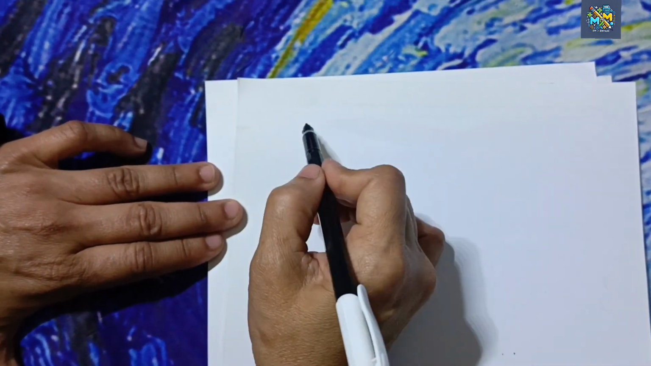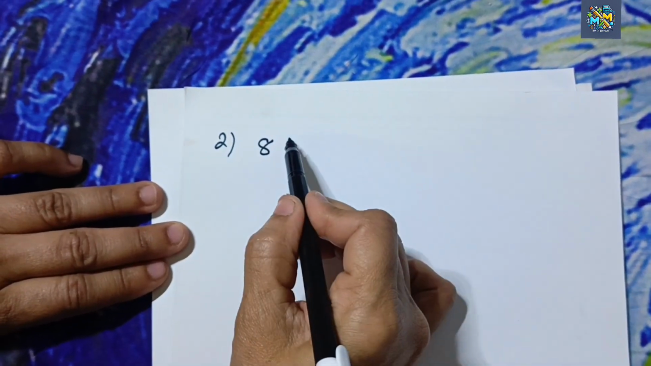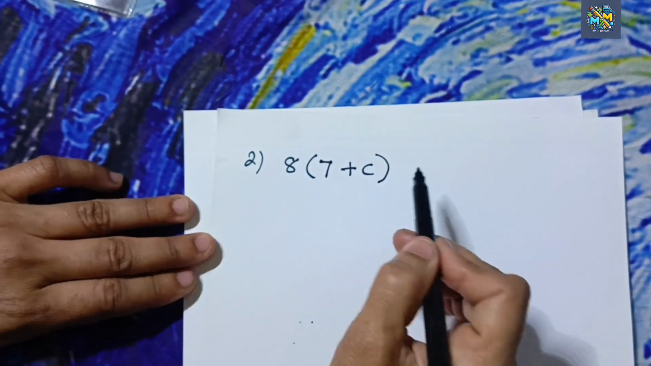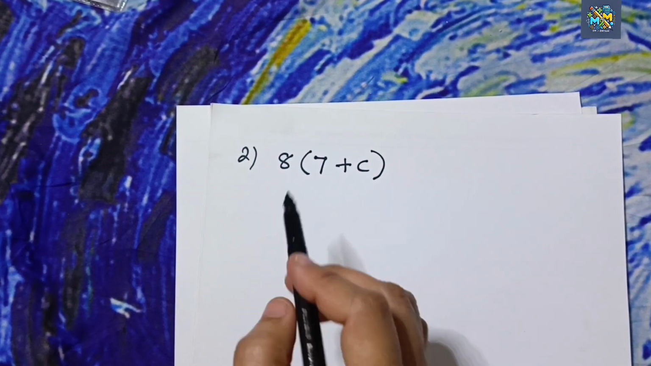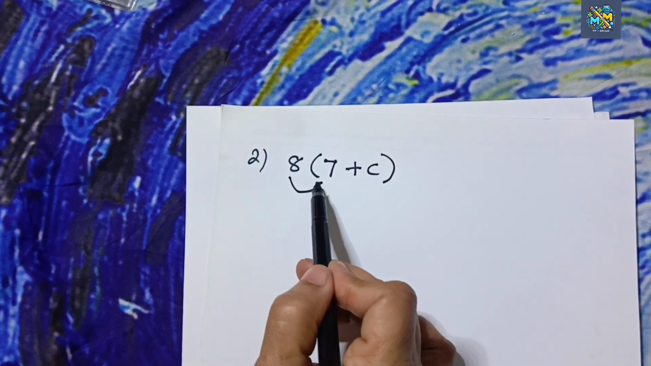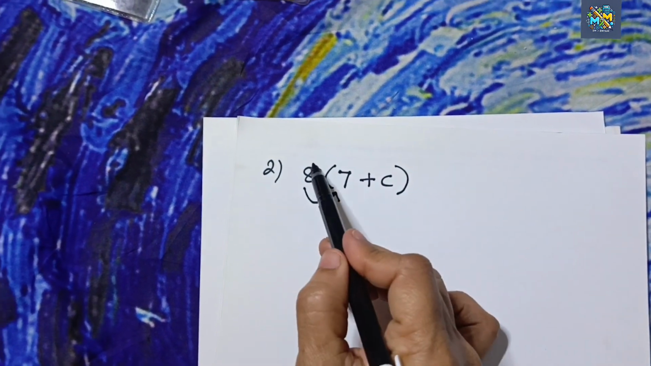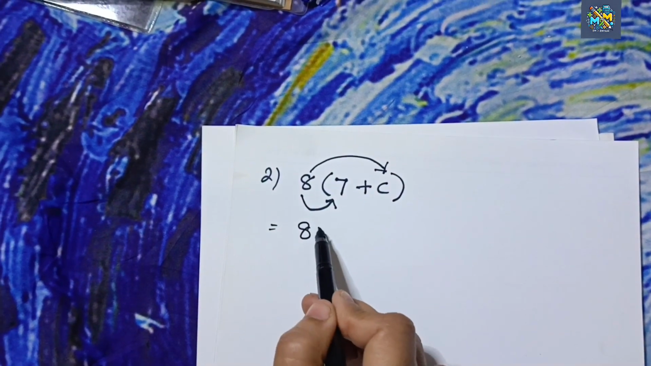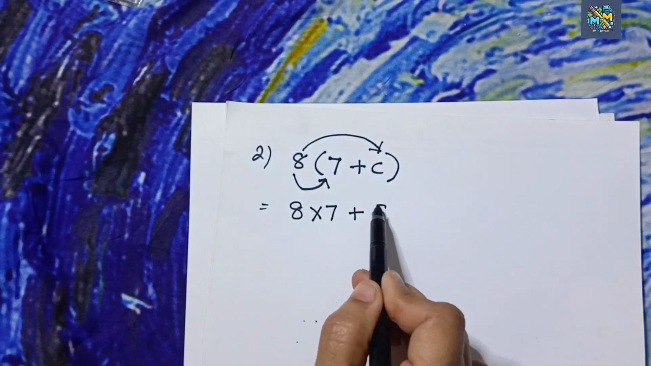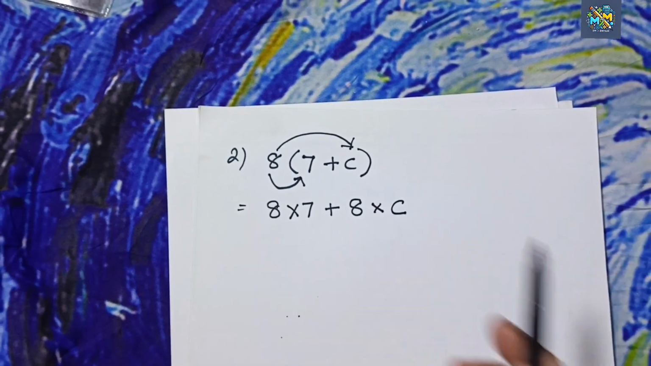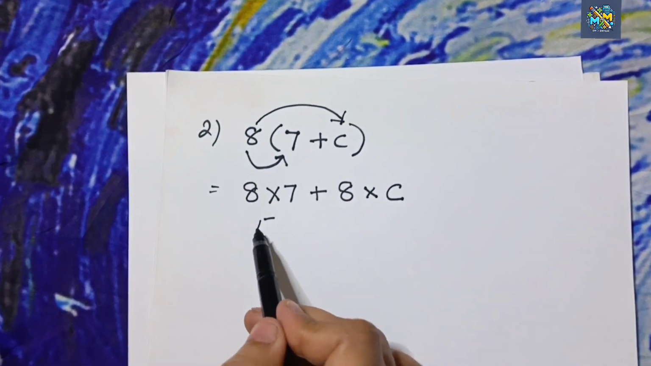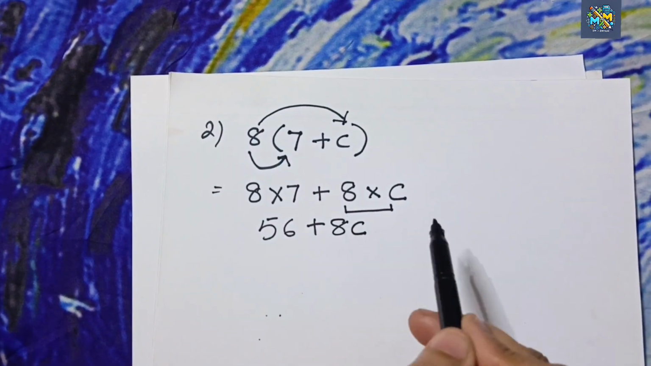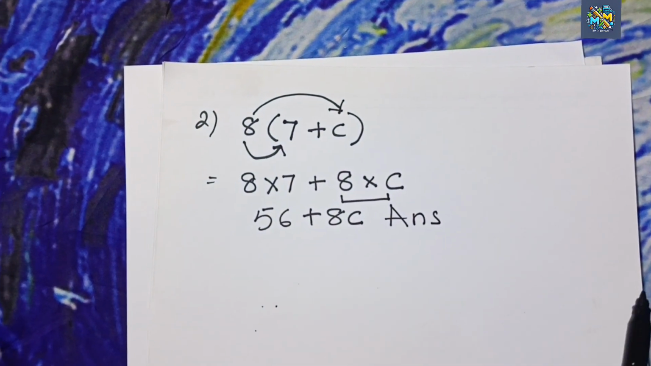Now the second sum I'm having is 8, and inside the bracket there is a 7 plus c. Same as we have done previously. So what I have to do, I will be multiplying 8 by 7, and then I have to multiply 8 by c. So what is the solution over here? 8 times 7 plus 8 into c. So 8 times 7 is 56, plus 8 multiplied by c is 8c. So this is going to be my answer.